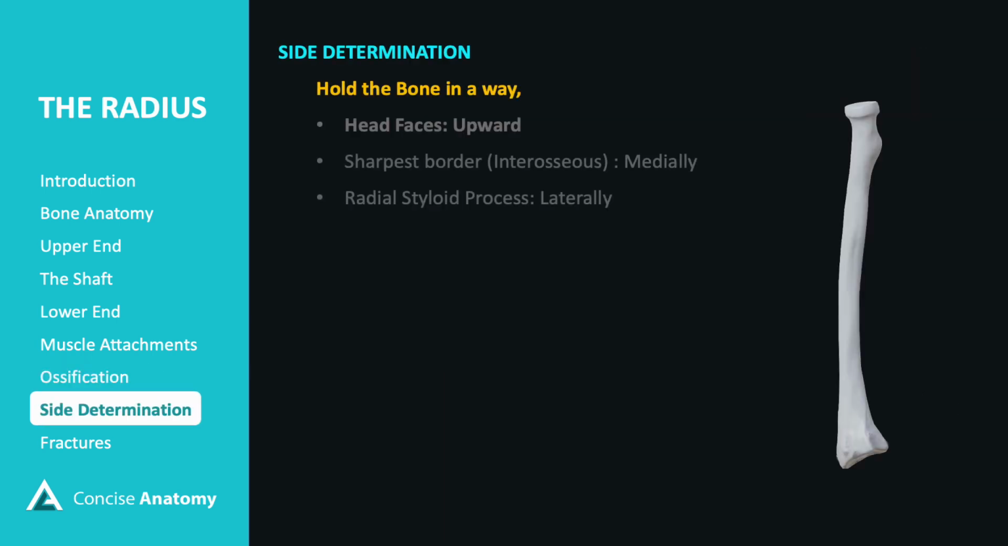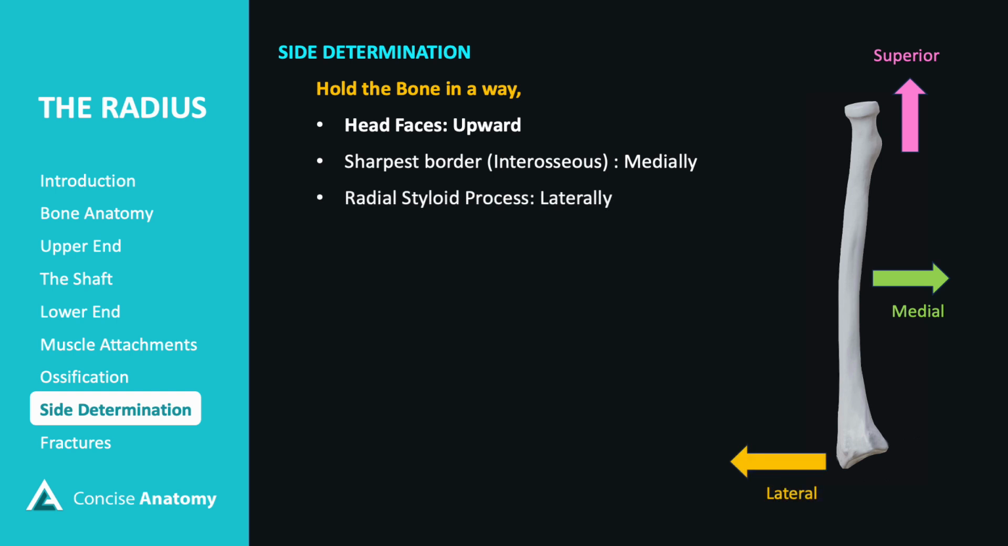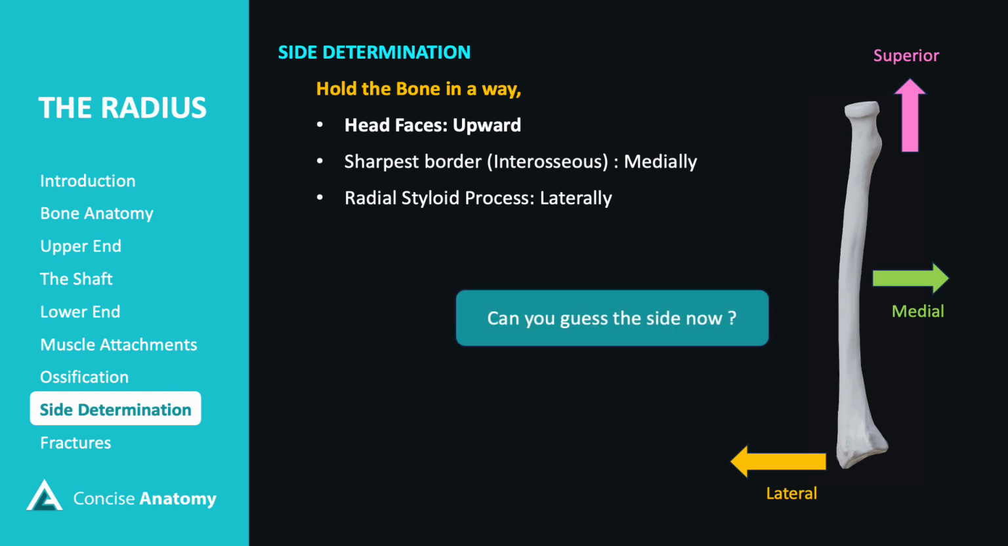To determine the side of the radius, hold the bone with the head facing upward. Sharpest of all borders, the medial border is facing medially, and the radial styloid process is positioned laterally. So can you guess the side of this bone? Correct. This is the right radius.